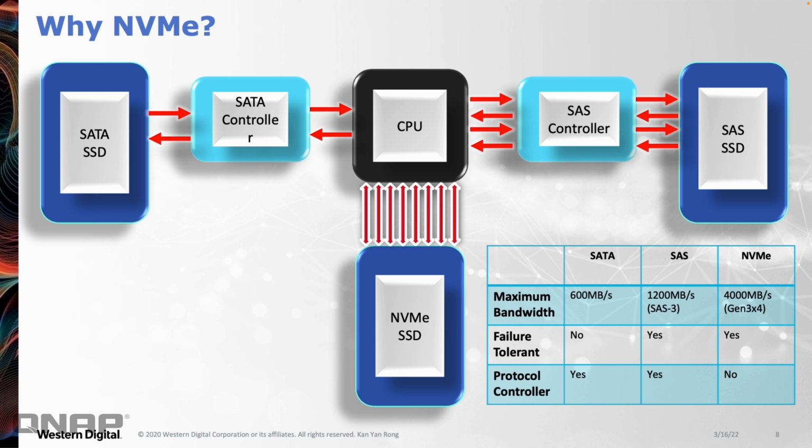At the top left, you've got how SATA SSDs would work, so relatively low bandwidth through a SATA controller with all the different protocols and drivers it needs to get to the CPU. Even SAS gets a bit better, twice as fast with SAS, so it's coming into the CPU from the other way, but it's still got a controller, protocols, drivers, things like that.